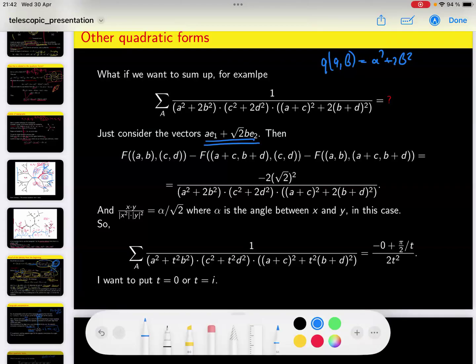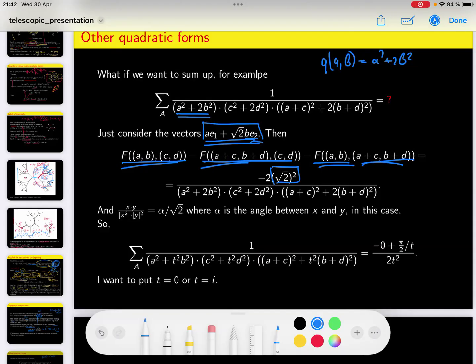Then their length is exactly this one, in terms of A and B. And then I can write the same statement, the same expression for f, all the same. But here instead I will have, you remember, this 2 times the determinant square, and now the determinant will be square root of 2, because the area of the fundamental parallelogram for such a lattice is just square root of 2.